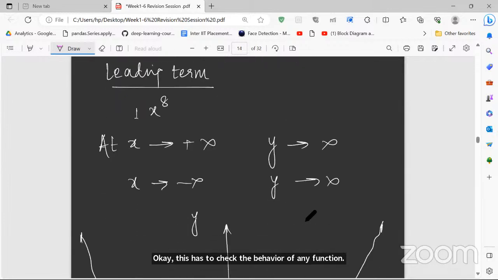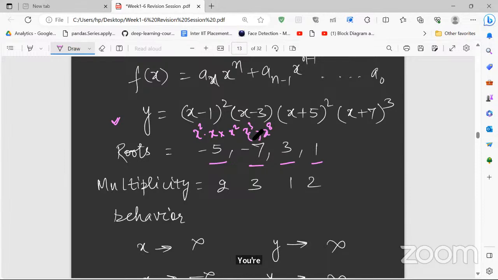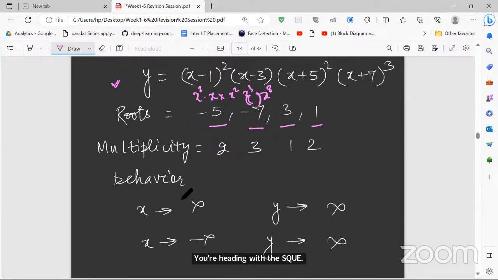Now let's come to this equation. What is the leading term of this equation? The leading term will have a positive coefficient, like x square, x cube, x to the power of some positive coefficient. That means if you put x as infinity, what value will you be getting for y?